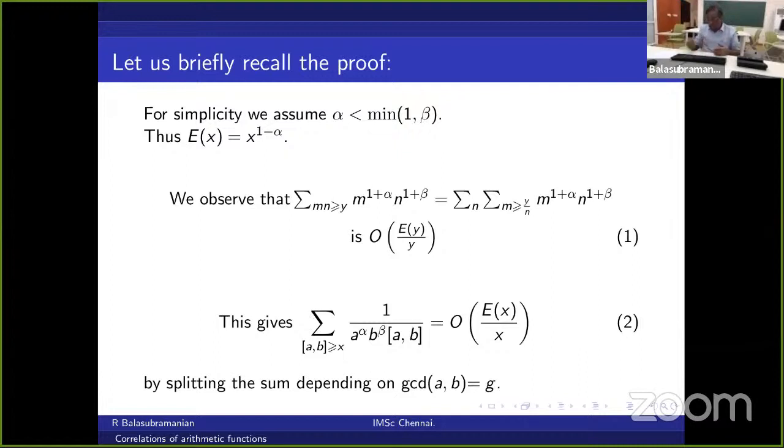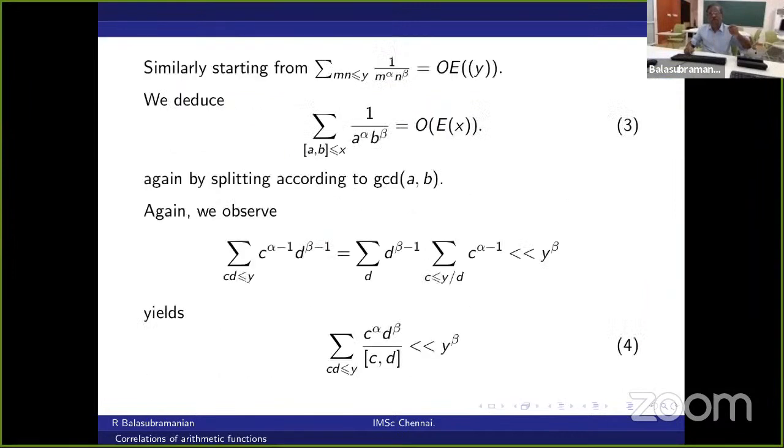This is what we are going to do for various little sums, and then I will explain how these little sums end up giving this proof. Similarly, I am not going to explain the summation over mn not exceeding y of 1 over m^alpha n^beta; that summation is easy to calculate. From it we can deduce that the sum over LCM of a, b less than or equal to x of 1 over a^alpha b^beta is O of epsilon x. This also is obtained essentially by splitting that sum according to the GCD.